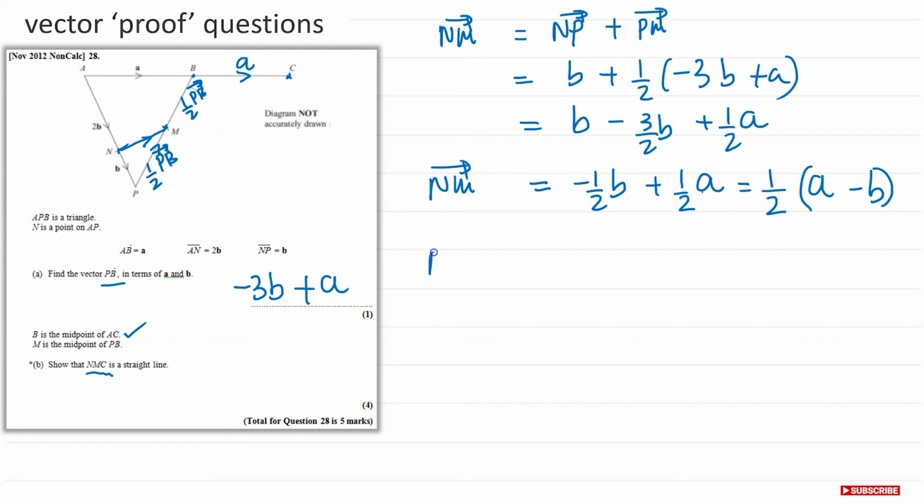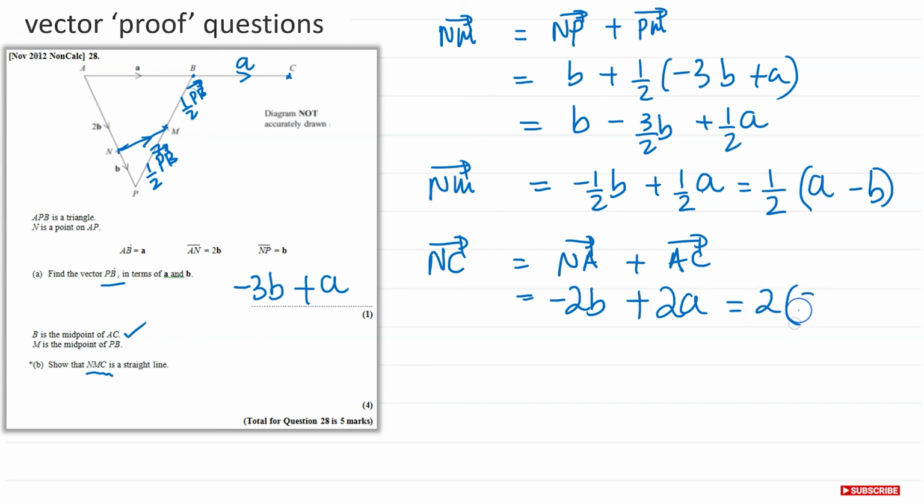And now for vector NC, guys, what do we need to do? We need to have vector NA, and then we need to add vector AC. So N to A, we're going in the negative sense. That's going to be negative 2B. And then in this direction, we're going in a positive sense. From A to C is 2A. If you factorize this, you will get 2 outside. And I'm going again to rewrite this as A minus B.